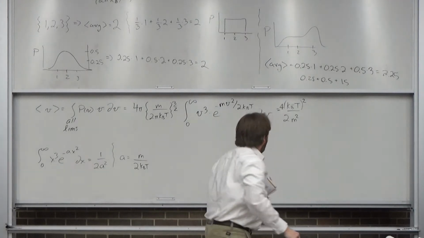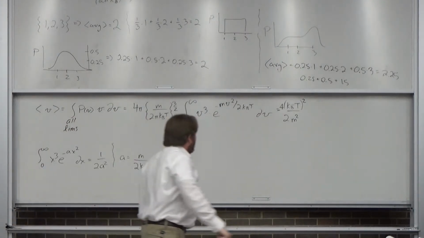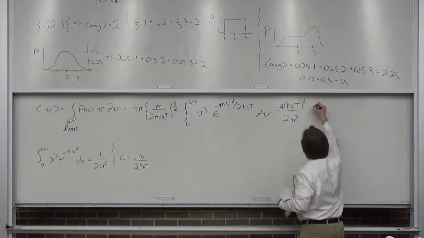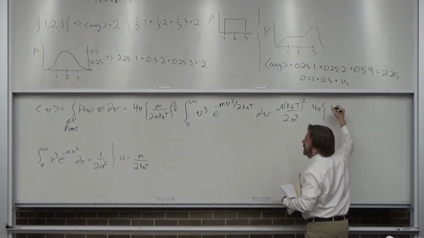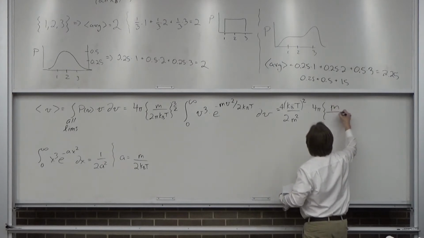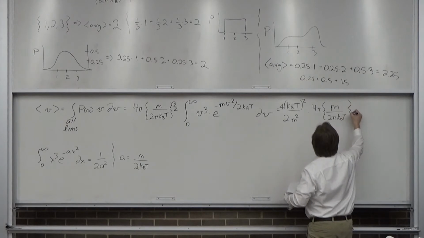Gotcha! Did it again. Forgot the constants. Number 2 way to miss the problem. 4 pi, M, 2 pi kBT, 3/2.